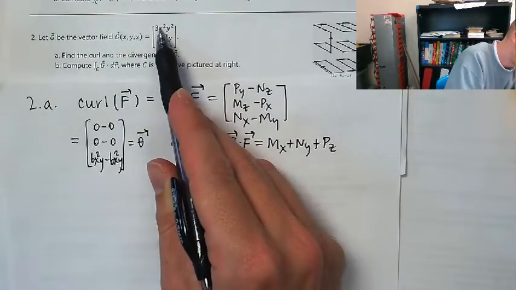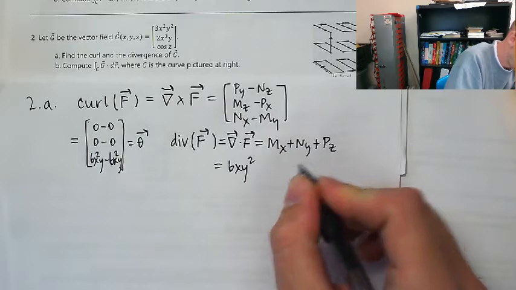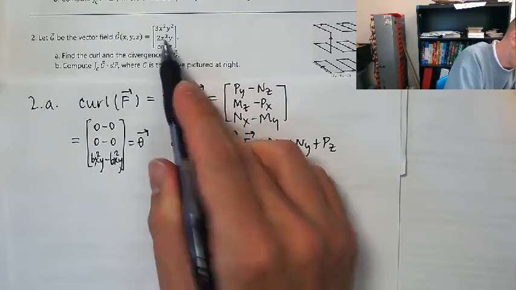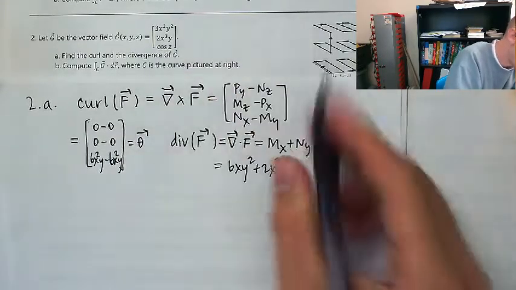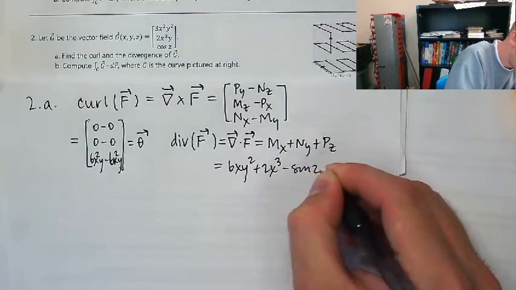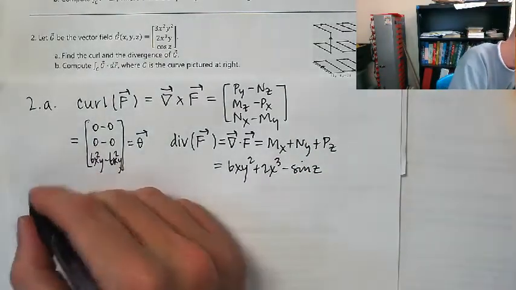Mx is 6xy^2. Ny is going to be 2x^3. And Pz is going to be negative sine of z. Okay, that's it. So that's 2a.